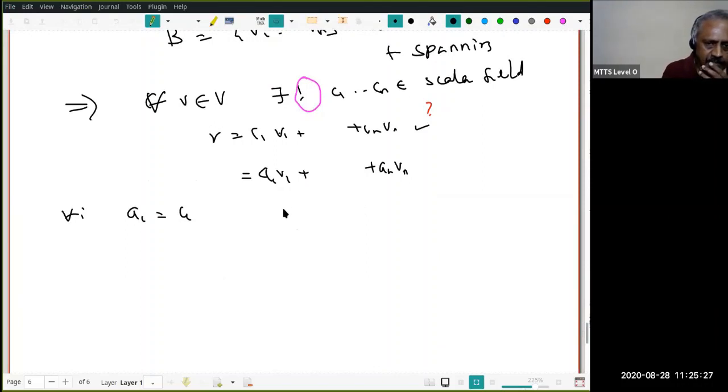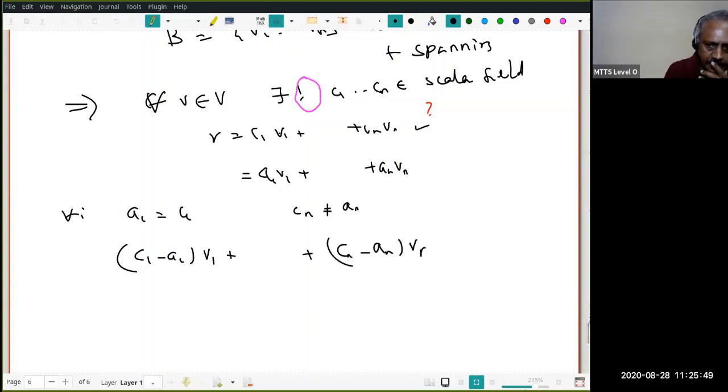Suppose, let us assume, one of them is non-zero. Again, for simplicity's sake, let me assume Cn is not equal to An, right? Then what do I have? Equating these two, I'll have (C1 minus A1) times V1 plus etc., plus (Cn minus An) times Vn is 0, right? Equate these two and collect the coefficients for V1, V2, ..., Vn. This is what I get.